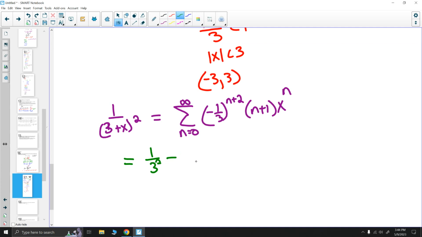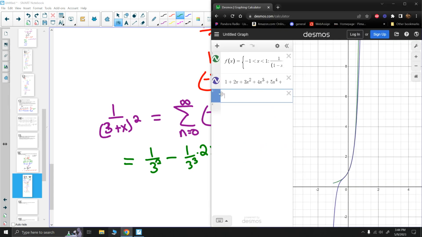It's an alternating series. The next one should be a minus. We'll double check though. 1 plus 2, that would be a negative. So it's 3 to the third. So it's negative 1 over 3 to the third times 1 plus 1 is 2 times x to the 1. Plus 1 over 3 to the fourth times 3 x squared, minus 1 over 3 to the fifth times 4 x to the third plus dot dot dot.